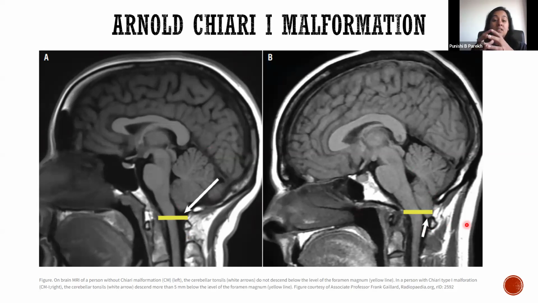And this is what we see in Arnold-Chiari type 1, where the cerebellar tonsils have shifted downwards and displaced below the level of foramen magnum, which can cause hydrocephalus. Arnold-Chiari type 2 will have this along with the presence of a meningocele or a meningomyelocele. And both of these can lead to accumulation of CSF by obstruction to the flow.